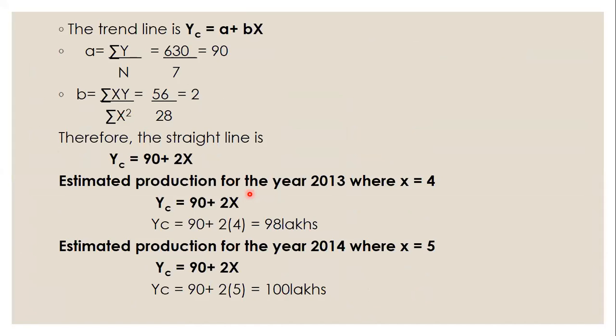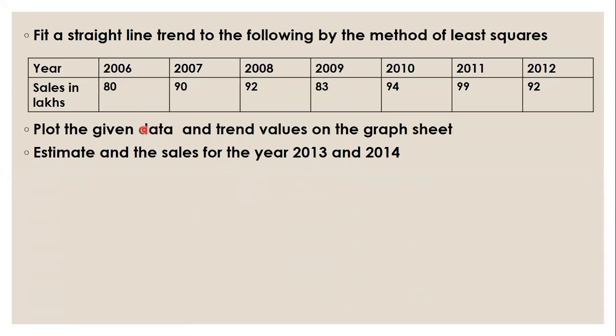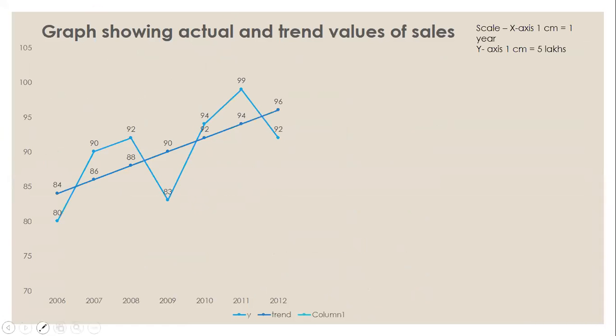Then that will complete our two questions. First is fit a straight line, and then plot, estimate. No, we have not done that. So we have just calculated the straight line. Then we have to plot them in a graph sheet. Okay, so now going to the graph sheet, we have started from 2006 till 2012. We have plotted the data, that is the Y data we have plotted, and then we will plot the trend line. Again, if you see here, the trend line is starting from the low value of 84, and it goes till 96.